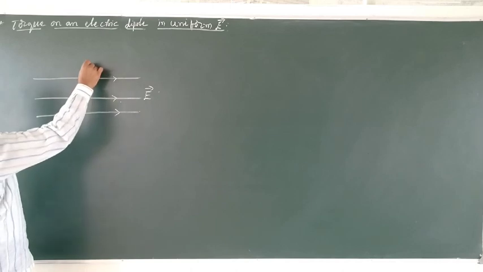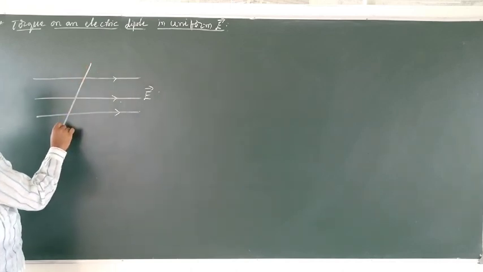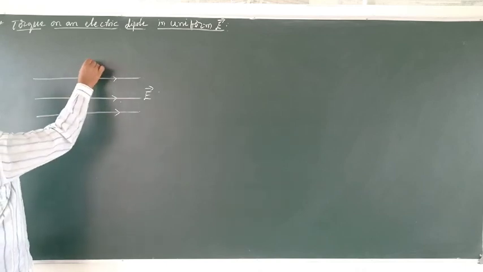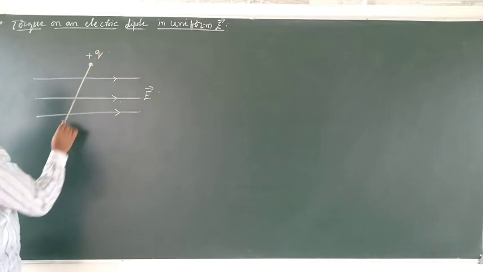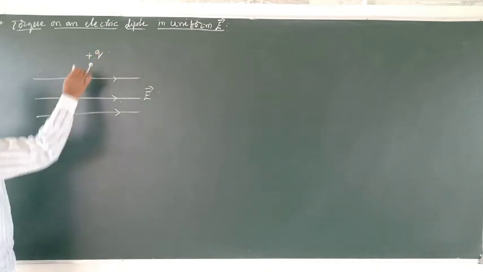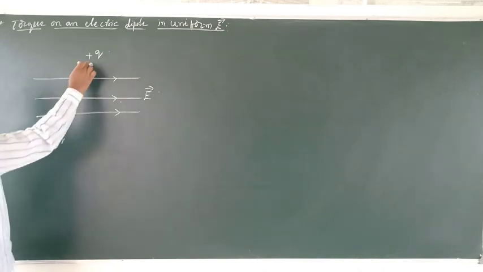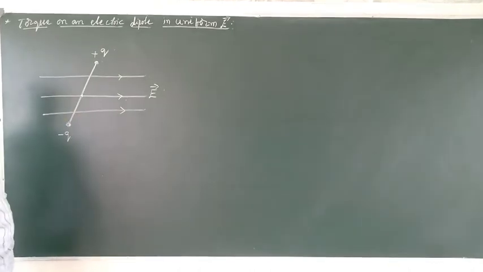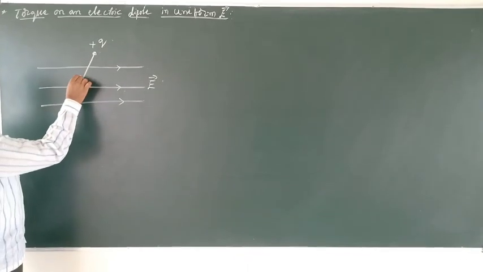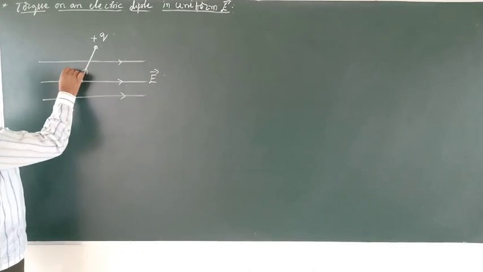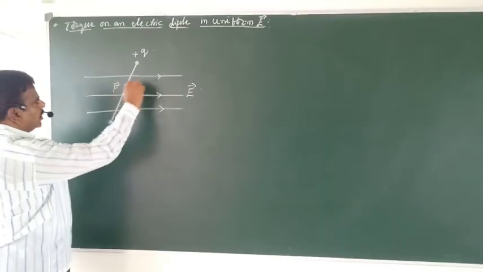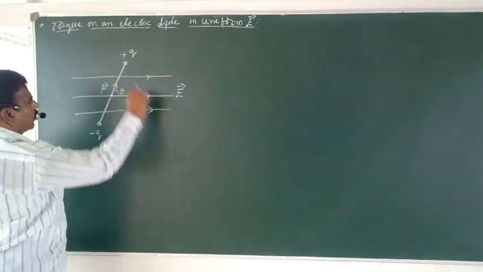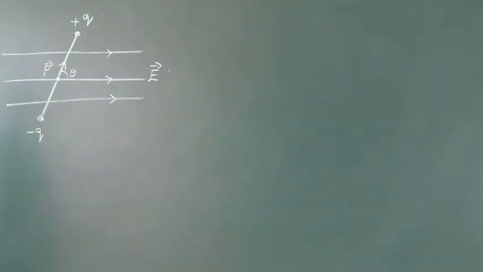If I place an electric dipole in this uniform electric field, the dipole consists of two equal and opposite charges plus q and minus q separated by a distance. Let this be the center of the dipole. The dipole moment is directed from negative charge to positive charge. Then electric field is like this. Theta be the angle between the dipole and the electric field.